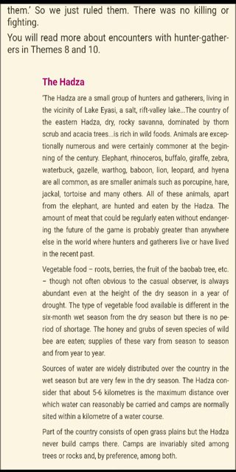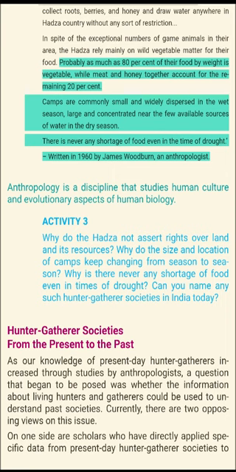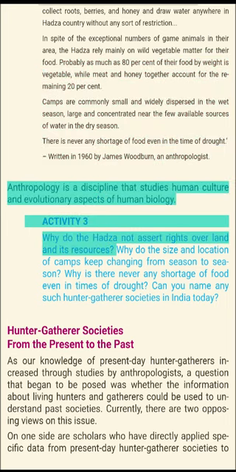The eastern Hadza assert no rights over land and its resources. Any individual may live wherever he likes and may hunt animals, collect roots, berries, and honey and draw water anywhere in Hadza country without any sort of restriction. In spite of the exceptional numbers of game animals in their area, the Hadza rely mainly on wild vegetable matter for their food. Probably as much as 80% of their food by weight is vegetable, while meat and honey together account for the remaining 20%.